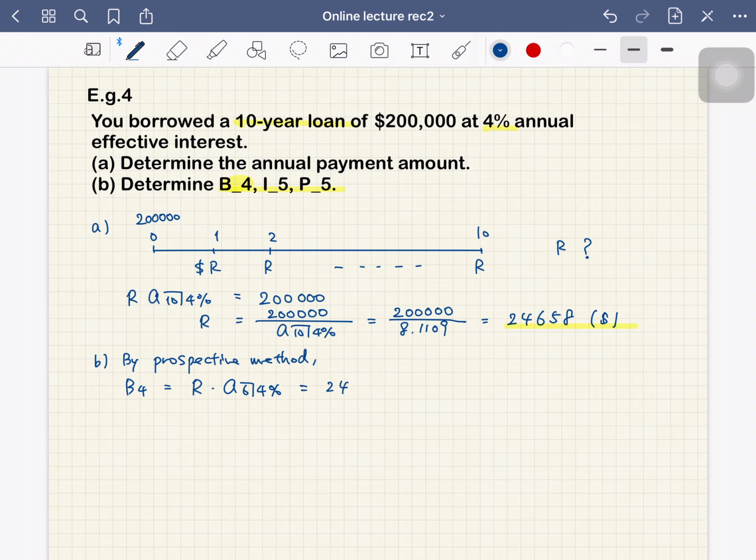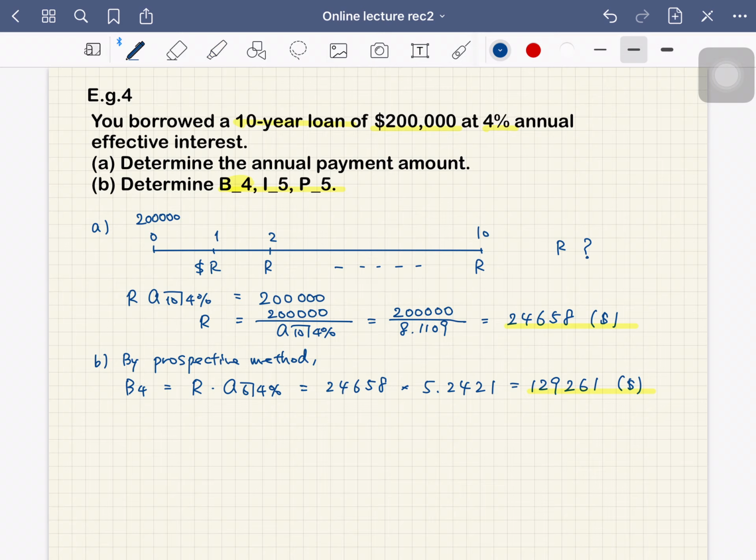R is 24,658, and a angle 6 at 4% is 5.2421. So this is $129,261. So the original loan amount is 200,000, and we have already repaid the 4 years of interest and some principal. So 129,000 looks like a reasonable amount.